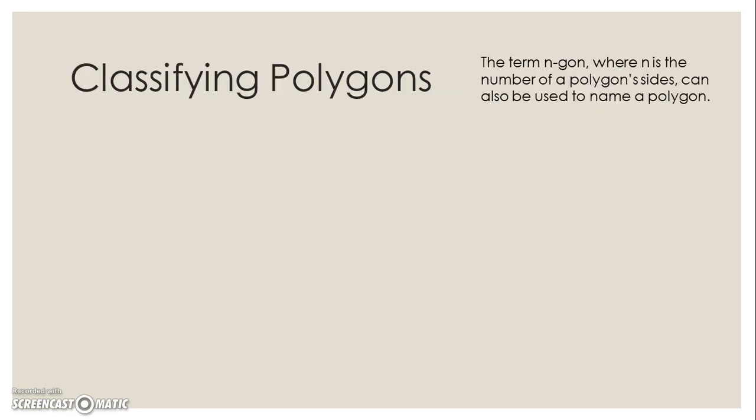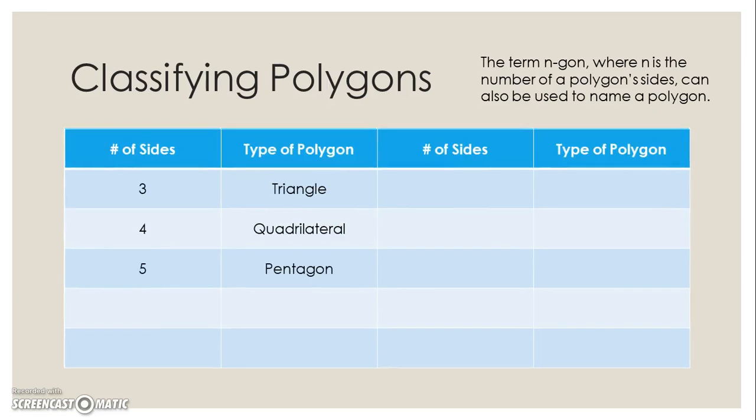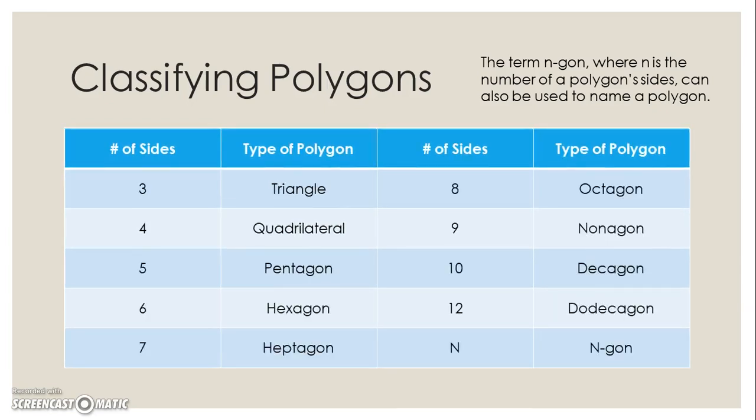Okay. To classify a polygon, you need to know some of the names. So we have number of sides and then the type of polygon. 3 is a triangle, 4 is a quadrilateral, 5 is a pentagon, 6 is a hexagon, 7 is heptagon, 8 is octagon, 9 is nonagon, 10 is decagon, 12 is dodecagon. And if you don't know anything after this, you can use n, which is a number. It's the number of sides. So you can have a 13-gon, a 25-gon, but the idea is that we put the number before the word gon.